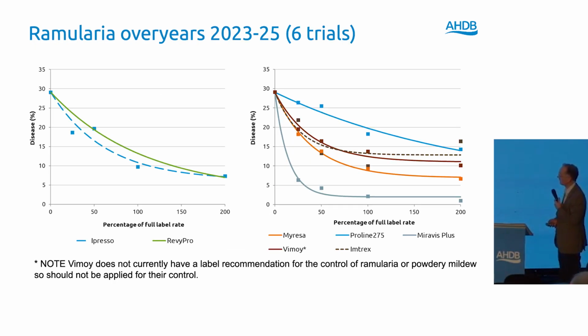When we look over 3 years, that broadly reflects what we saw this year, in that Miravis is standing out, looking really good. At the full label rate, Myrisa isn't that far from it, and Vimoy and Intrex, the 2 SDHIs, are clearly giving us something in the order of 50% control on ramularia as well. The mixtures on the left, Revi Pro and Impresso, I think broadly reflect the components that are in those mixtures.